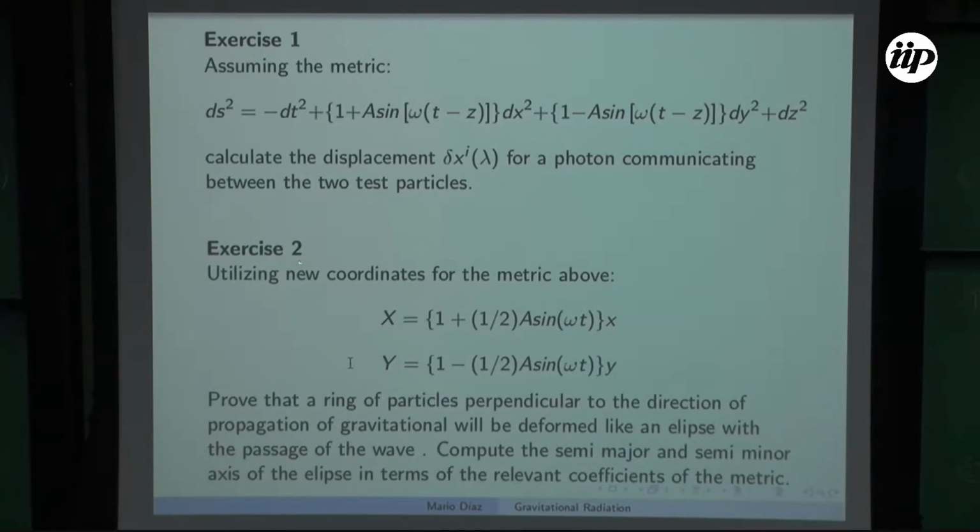And another exercise is, using the coordinates for the same metric, do this transformation, and show that a ring of particles perpendicular to the direction of propagation of the gravitational wave will be deformed like an ellipse with the passage of the wave. So essentially you're going to get here the ring undergoing the transformation. And you can compute the semi-major and semi-minor axes of the ellipse in terms of the coefficients of the metric.